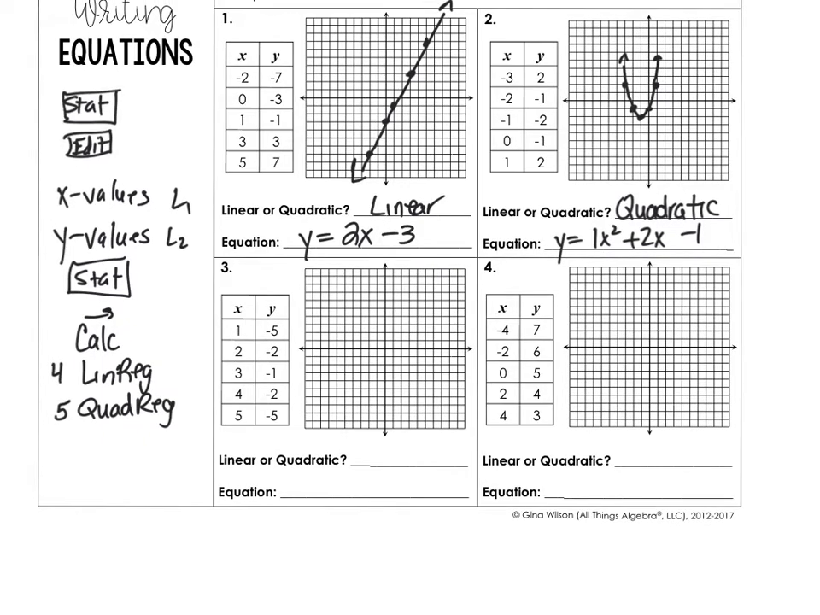Let's go ahead and plot our points. 1, -5, right 1, down 5. 2, -2, right 2, down 2. 3, -1, right 3, down 1. 4, -2, right 4, down 2. And 5, -5, right 5, down 5. Looks something like that.